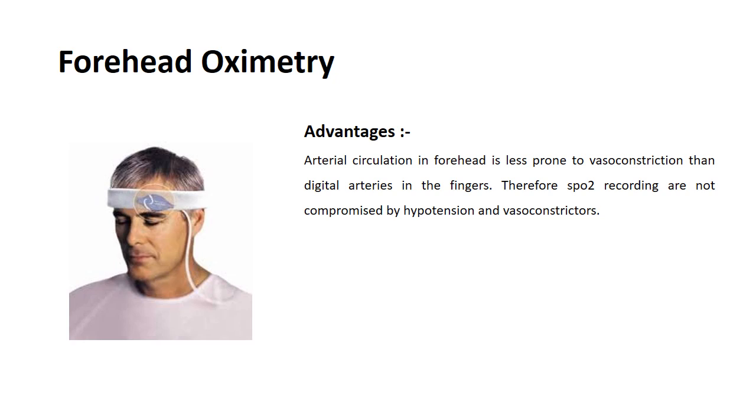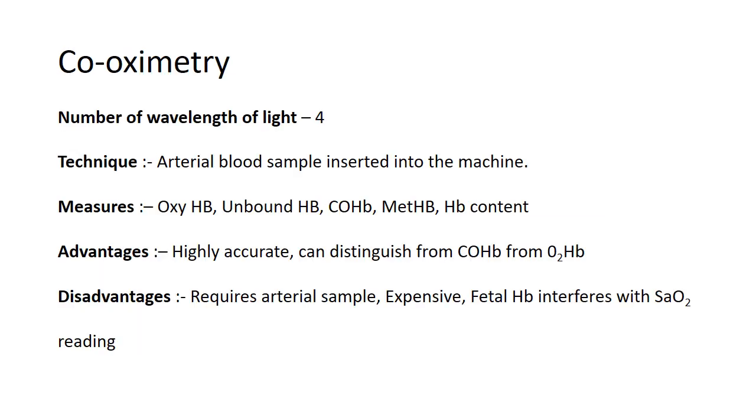And one of the sites of this reflectance oximetry is the forehead. So what are the advantages of this site? The arterial circulation in the forehead is less prone to vasoconstriction than the digital artery in the fingers. Therefore, SpO2 recordings are not compromised by vasoconstriction.